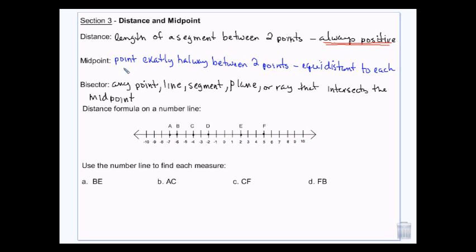The midpoint is the point that is exactly halfway between two other points. So it's equidistant, which means it's equally distant to both points. It's the halfway point. A bisector is any point, line, segment, plane, or ray that intersects a midpoint. Bisect means to cut in half. So we can bisect a line segment by cutting it in half at the midpoint.